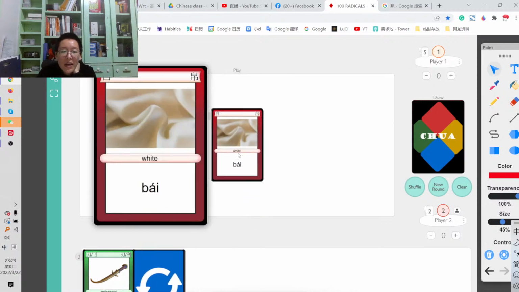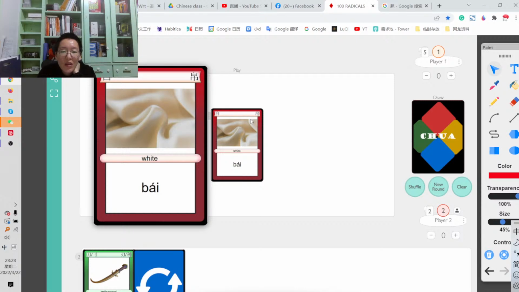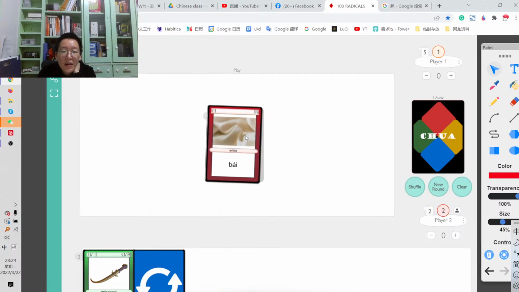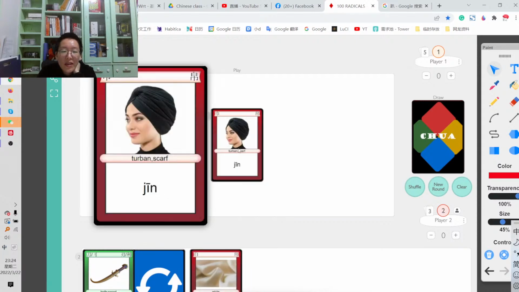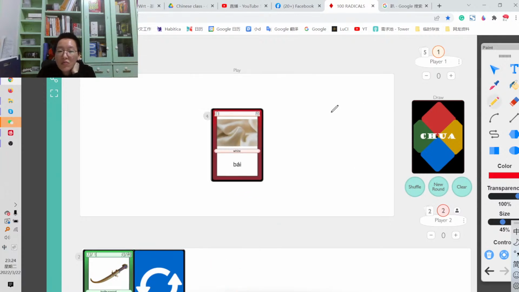Jing and Bai, actually, you will find it on top of the example characters. They share the same. Right? So we can combine these two characters. We will know on top it's a Bai, that means white. On bottom it's a Jing, that means turban or scarf.